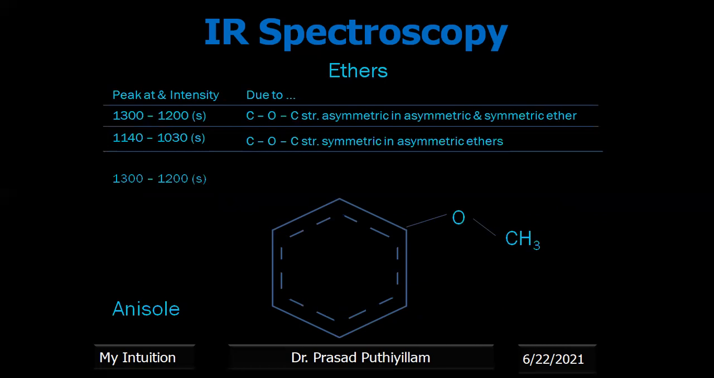Okay, so 1300 to 1200, as well as 1140 to 1030, strong peaks are obtained. That is due to the asymmetric nature, and it should also give the aromatic type of peaks, that is at 1600, 1580, 1500, 1450. Those peaks are also observed. Therefore, we can easily distinguish between normal aliphatic ether and aromatic ether.